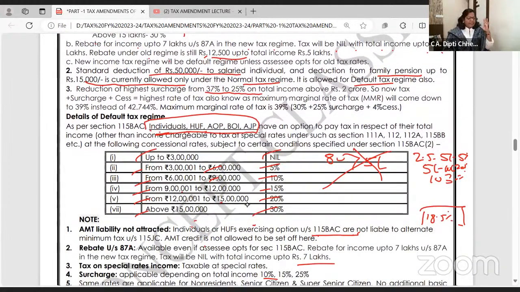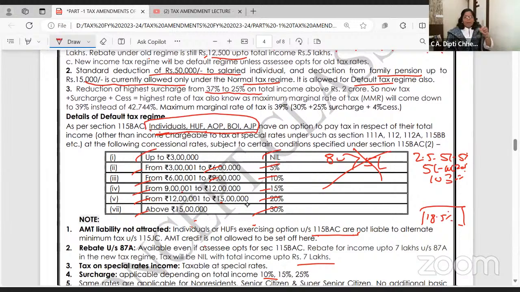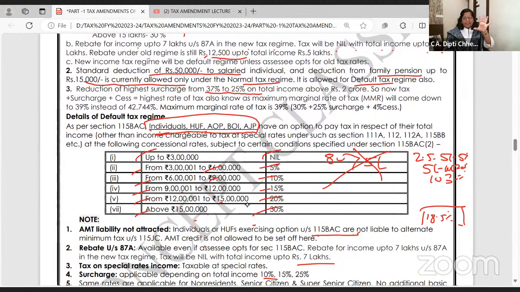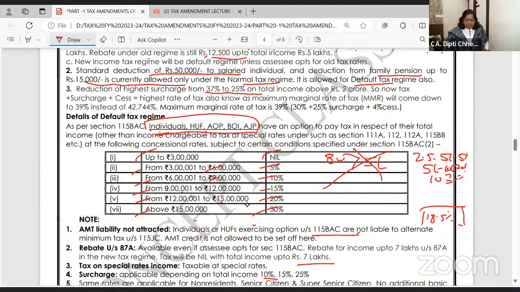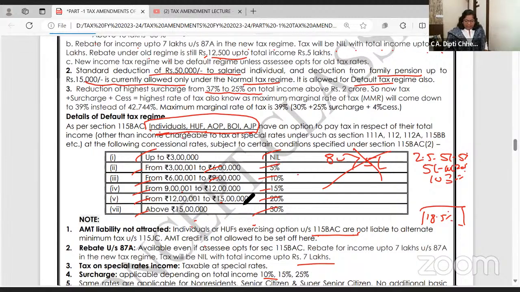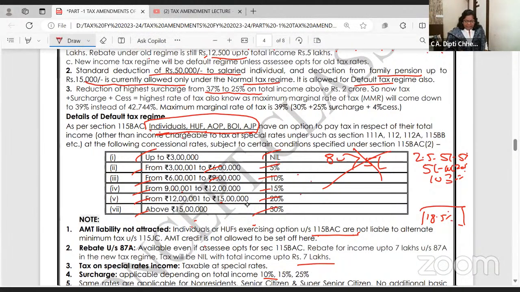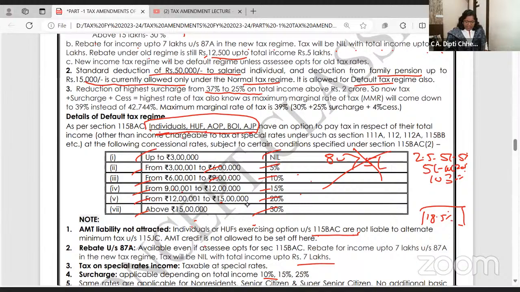First change in 115BAC is the tax rates. Okay. Up to 3 lakh basic exemption. Ma'am, for an 82-year-old uncle, will they give 5 lakh? No. If you file your return under 115BAC, see, these are the questions twisted in MCQs. You will have the same basic exemption of 3 lakh for all the categories. Individual, HUF, सबके में 3 to 6 lakh, 5%; 6 lakh to 9 lakh, 10%; 9 lakh to 12 lakh, 15%, and so on.